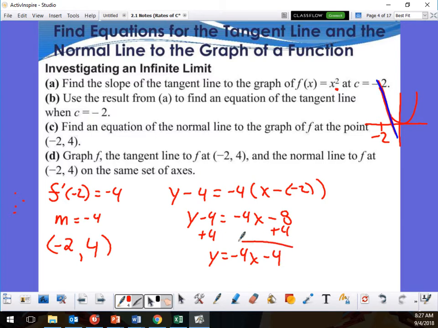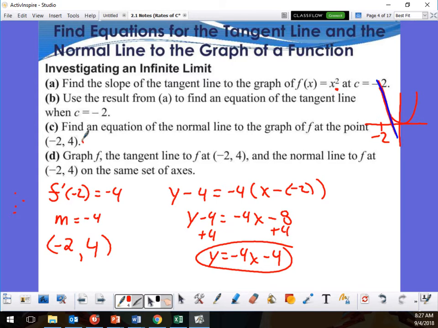So there is my equation of the what? It's not just the slope. Tangent. This is the equation of the tangent line. Yeah? Are we okay? So that's the equation of the tangent line. So the next thing I'm going to do, let's look, find the equation of the normal line.